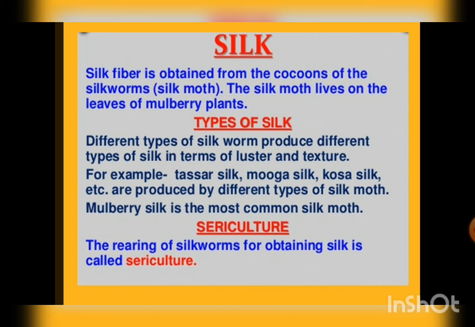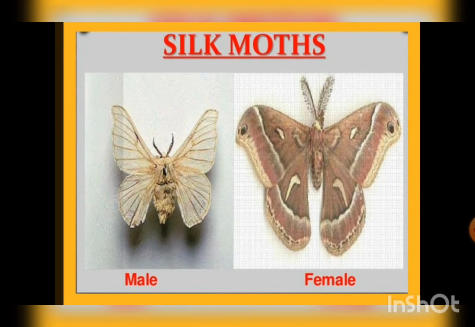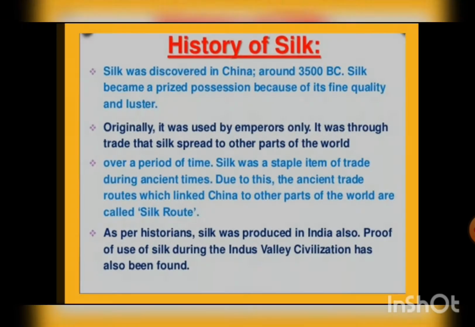And the rearing of the silkworms for obtaining silk is called sericulture. Rearing of the silkworm is done all around the world for obtaining silk, and that process is called sericulture. Now here is the picture of the silk moths, male and female. The male is comparatively smaller than the female.